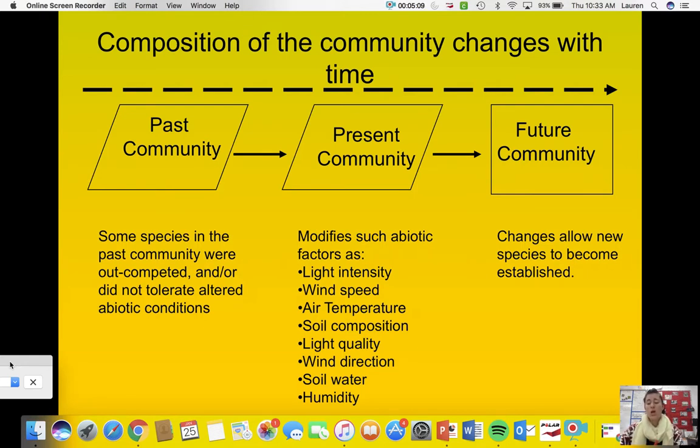If we look at the future community, we can almost figure out what is going to be established based on the present community. And if we look at other ecological timelines that have happened, we can kind of predict what's going to happen in our future community.